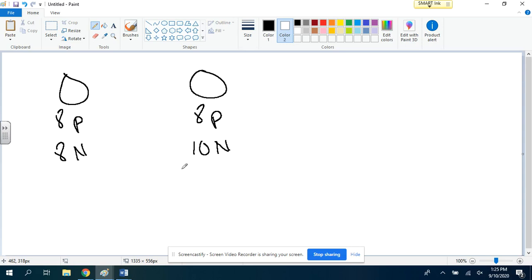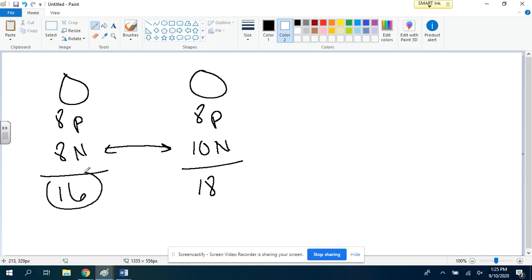Okay, remember that mass number is protons plus neutrons. Well, this one's mass number is 18. This one's mass number is 16. So this isotope of oxygen has a mass number of 16 and this one 18. The difference are these guys right here, just the neutrons, okay? That's what changes the isotopes. This is called a mass number. It is not on your periodic table.